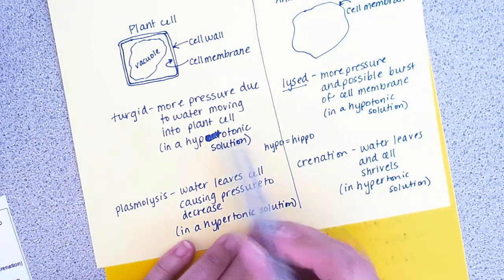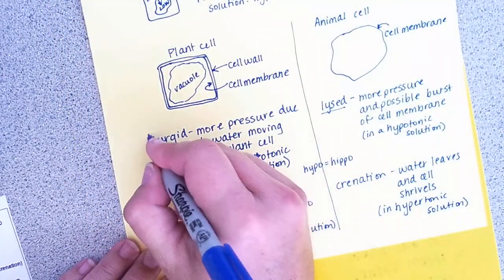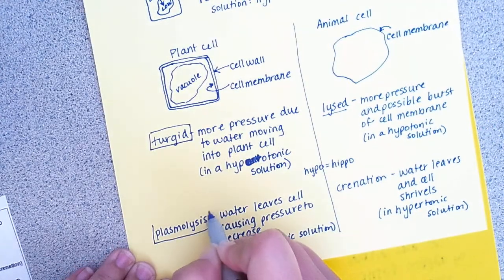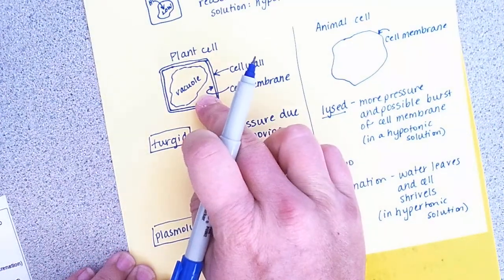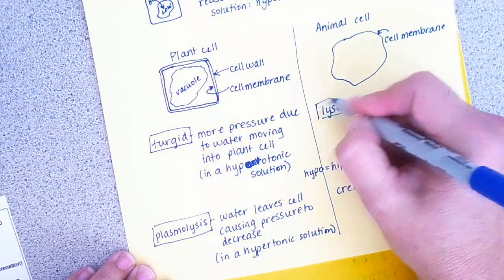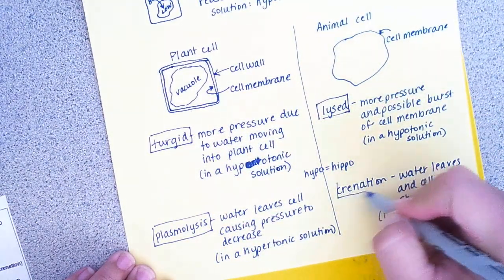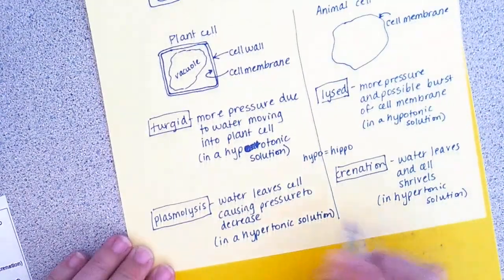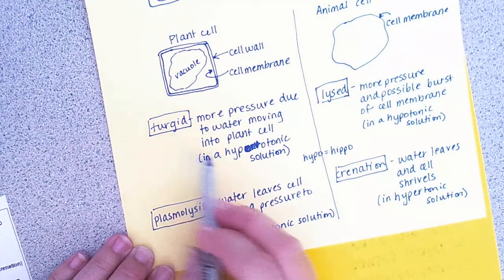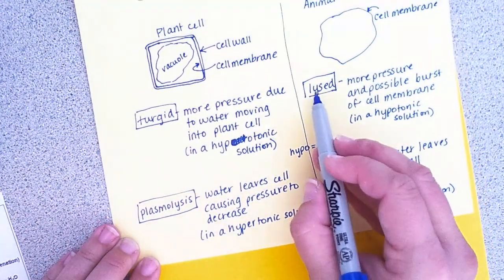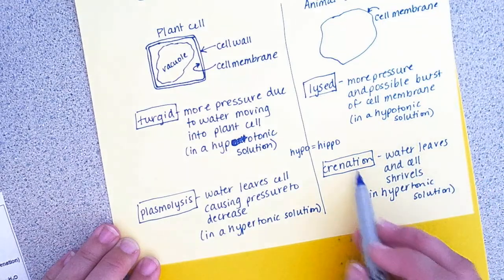Sorry about that mistake right there. So the vocabulary words I want you to remember are turgid and plasmolysis with plant cells, and this is because of that cell wall. And I want you to remember lysed and crenation with animal cells. Okay? You should be able to associate the word turgid with hypotonic, plasmolysis with hypertonic, lysed with hypotonic, crenation with hypertonic.